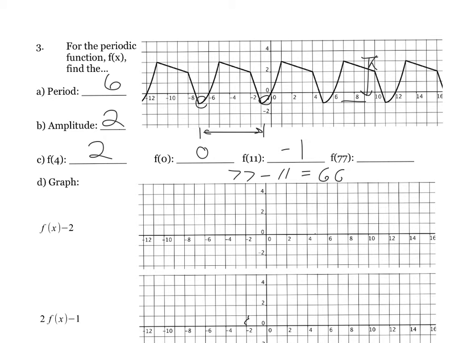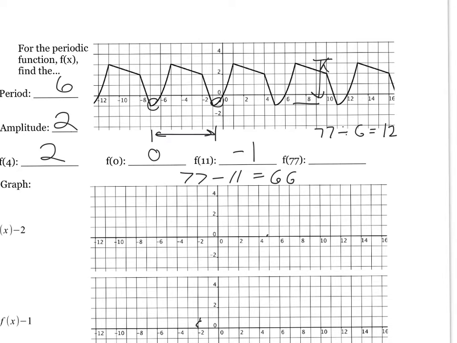The key thing is that 66 is divisible by the period. So yeah, f of 77 is the same as f of 11 because the difference between them is a multiple of the period, 6. Now, if it hadn't been so, it would have been a little trickier. You can always divide the 77 by the period. 77 divided by 6 equals 12 with a remainder of 5.